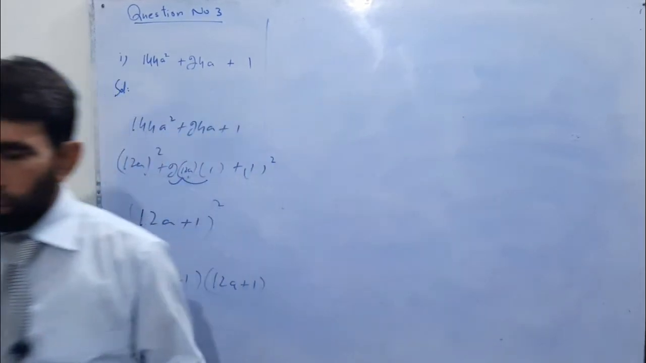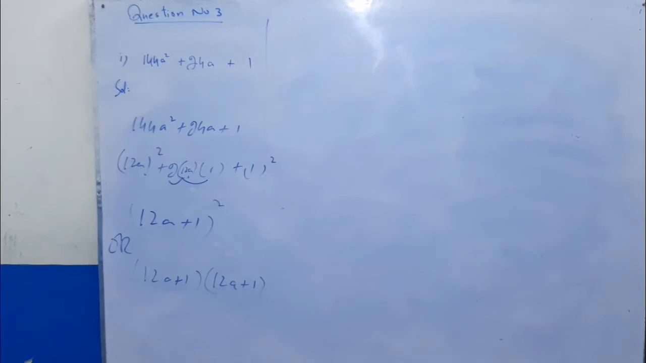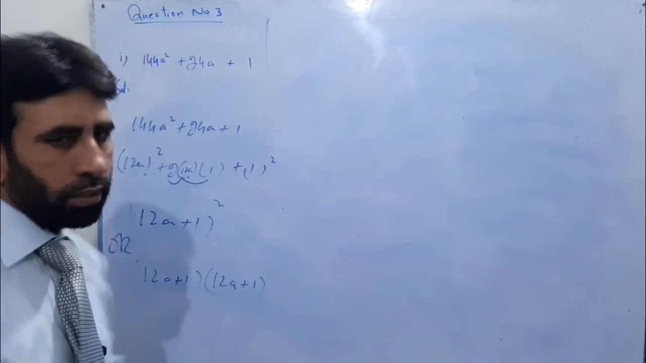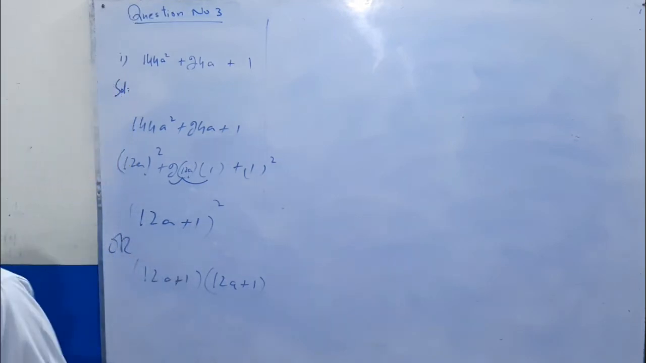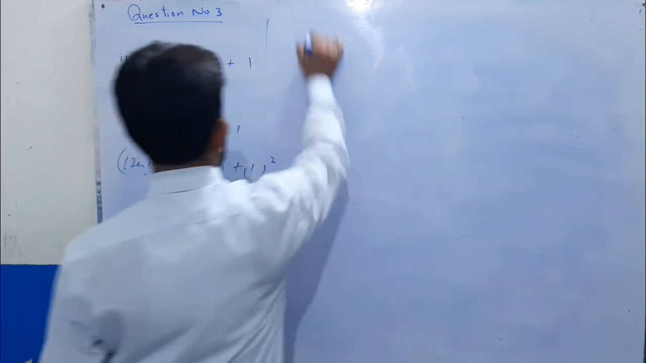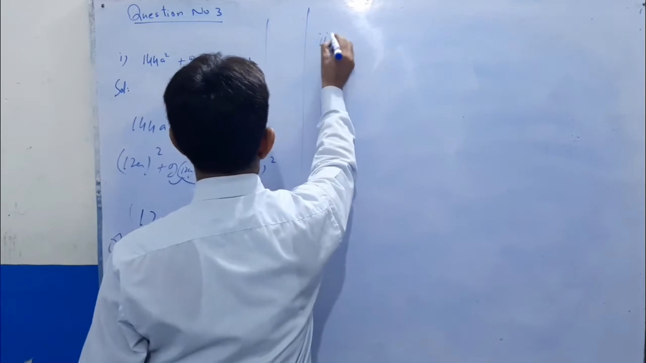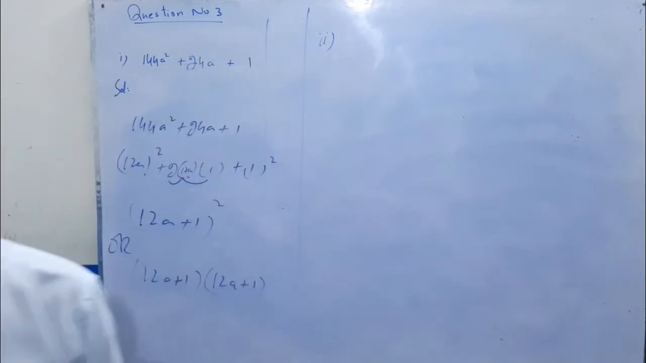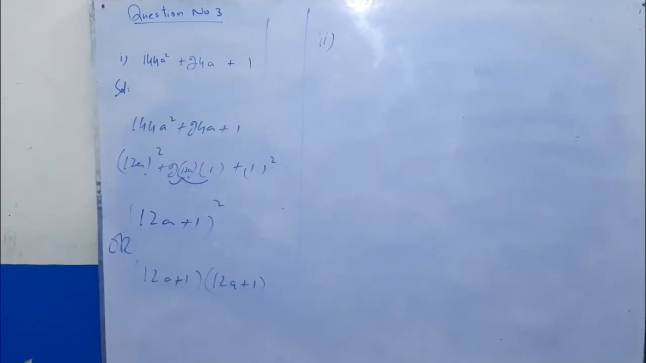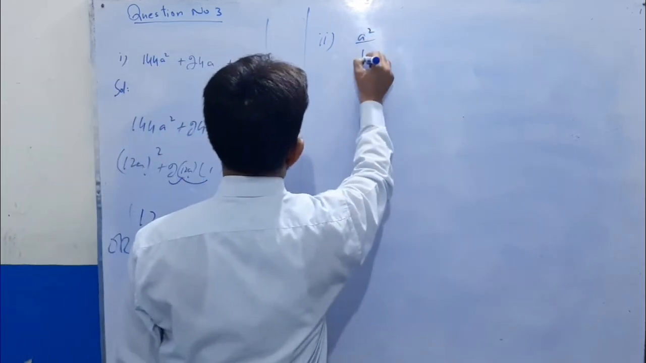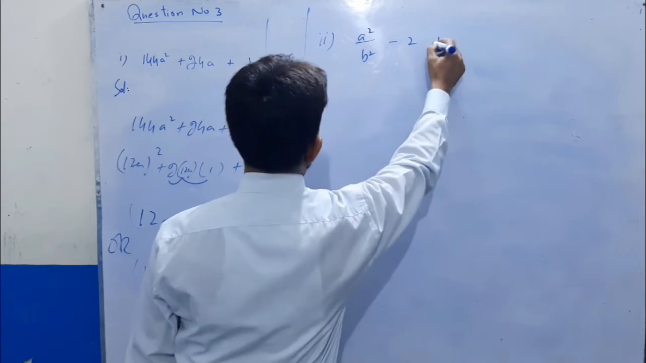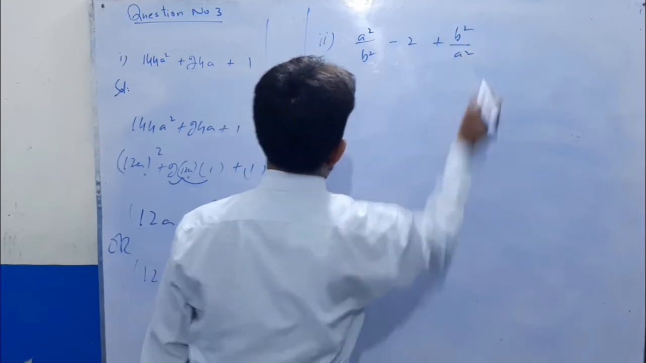You have learnt 2 points must be kept in mind. Two perfect squares should be there, and in the center there must be the product of first and second. Now question number 2. Question number 2 is a square over b square minus 2 plus b square over a square.